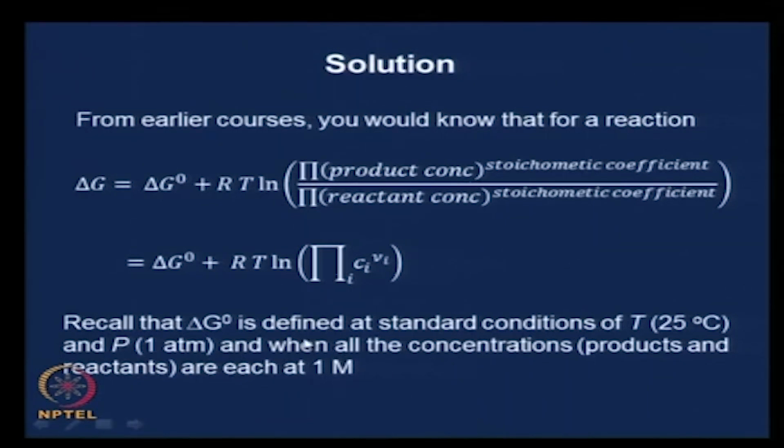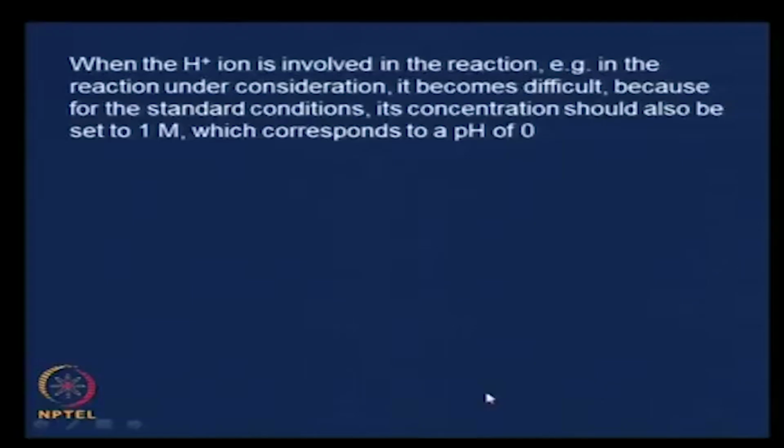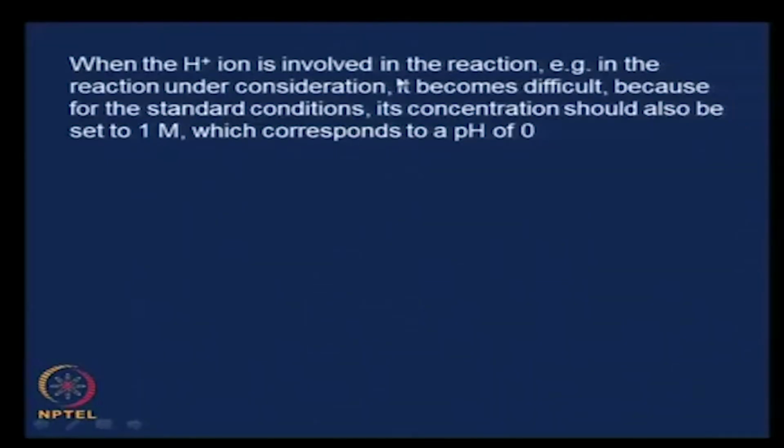This is perfectly fine for chemical reactions, but what is the problem with this for biological reactions? Would you recall? The problem comes about whenever a hydrogen ion is involved in a reaction, which is pretty much most of the time, because most reactions that occur in a cell are ionic reactions. So when the hydrogen ion is involved in the reaction, it becomes difficult because for the standard conditions its concentration should also be set to 1 molar.